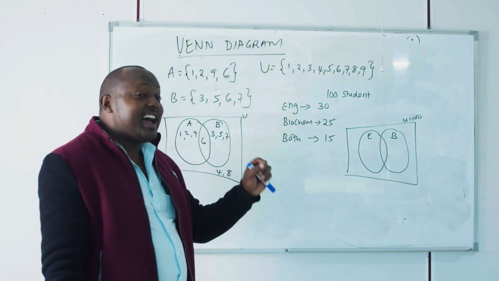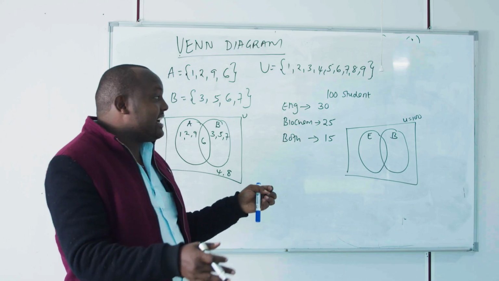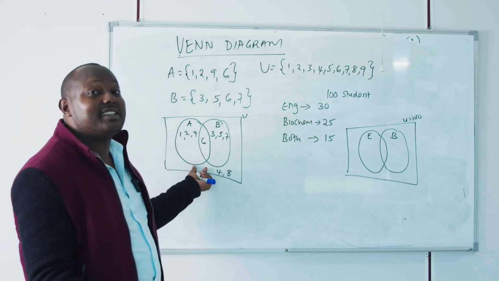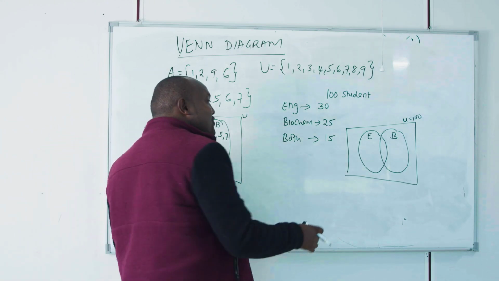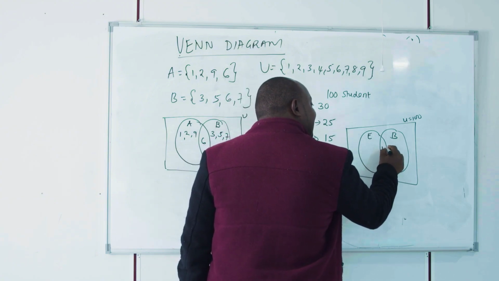But you realize that there are those who chose both programs. I said when you are drawing a Venn diagram, you start with the intersection. So you realize those who chose engineering and biochem were 15.